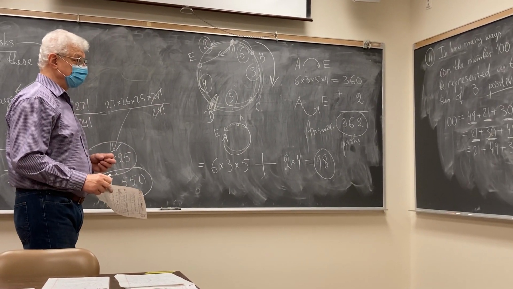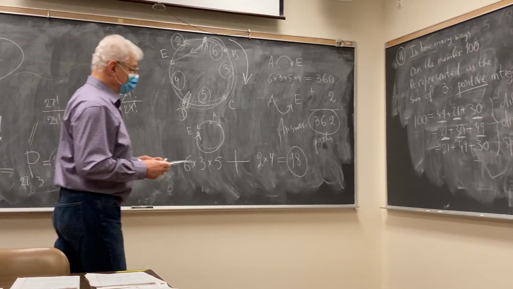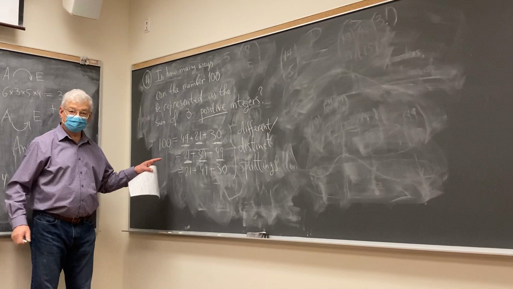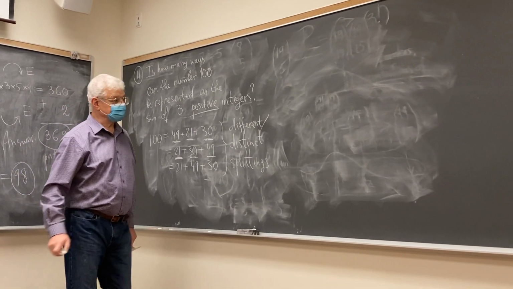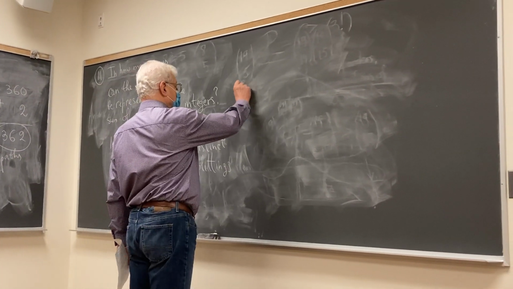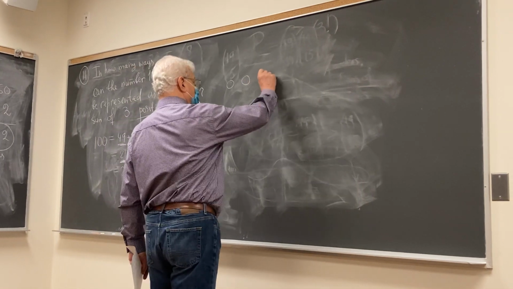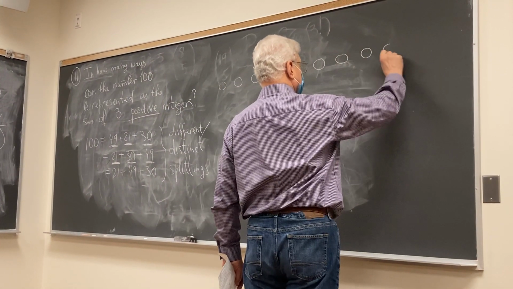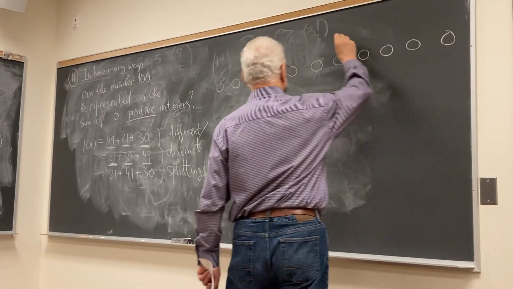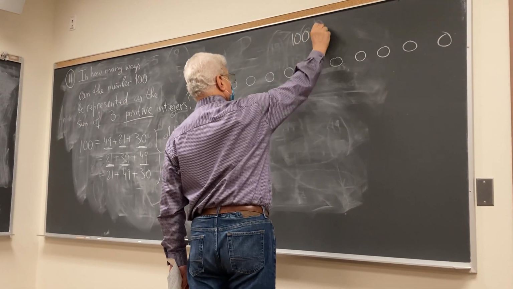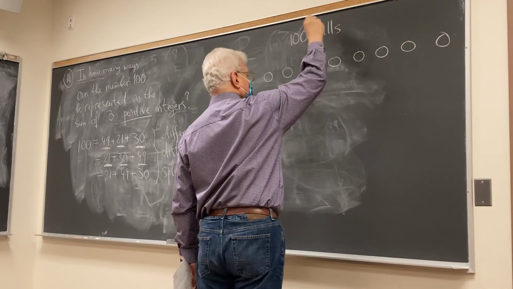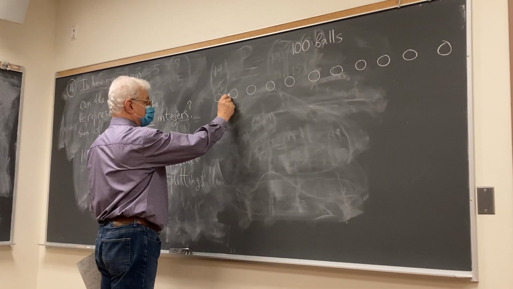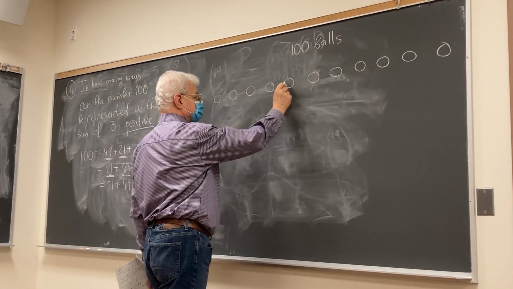Nevertheless, the solution is very easy and beautiful. Solution is as follows. I want to split 100. I do this as follows. I put 100 balls in a row. Let me just draw. So 100 balls line up, and then I connect them with segments.